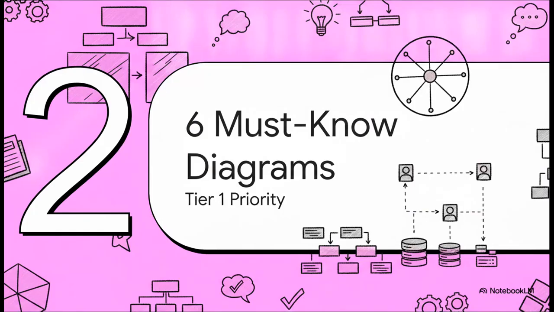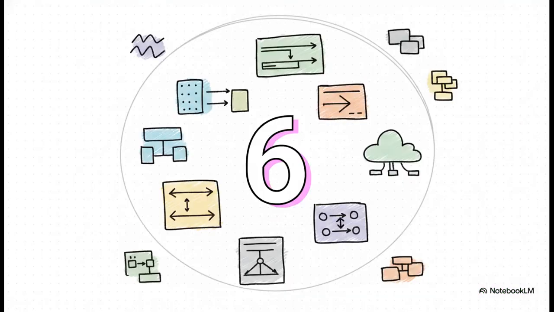Moving to section 2, 6 must-know diagrams. Now, what's really interesting here, and honestly a huge relief, is that you absolutely do not need to memorize dozens of different diagrams. Believe it or not, there are actually 14 official UML diagrams floating around out there. But if we apply the 80-20 rule, mastering just 6 crucial ones will literally prepare you for 99% of interview questions. You really just want to focus your energy exclusively on these Tier 1 diagrams.